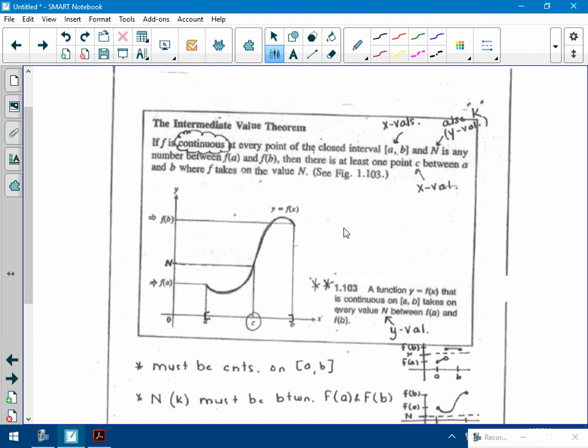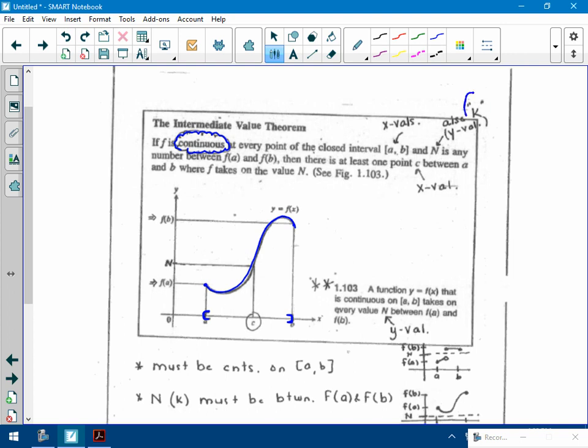Again, maybe this sounds a little confusing, so let's break it down. If f is continuous at every point on a closed interval from a to b, so I've got to have an a, I've got to have a b, so a definite start, a definite end, and I'm continuous in between there. So there's just an example. So far this holds true.